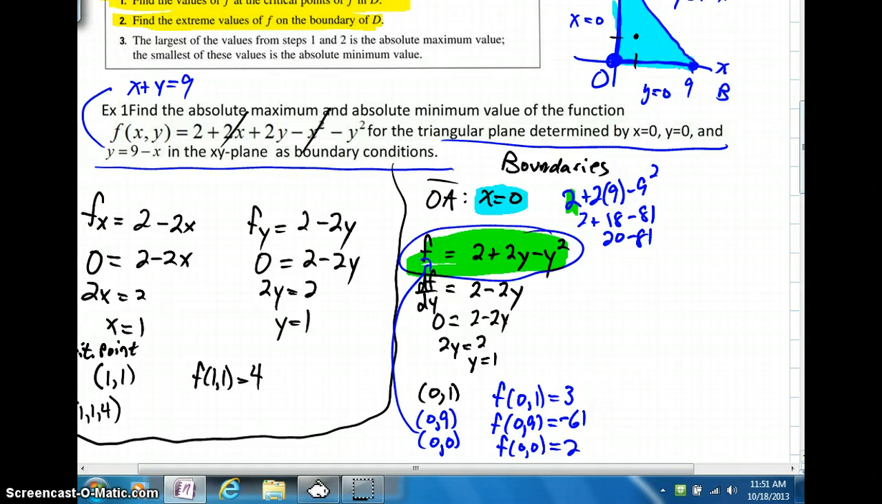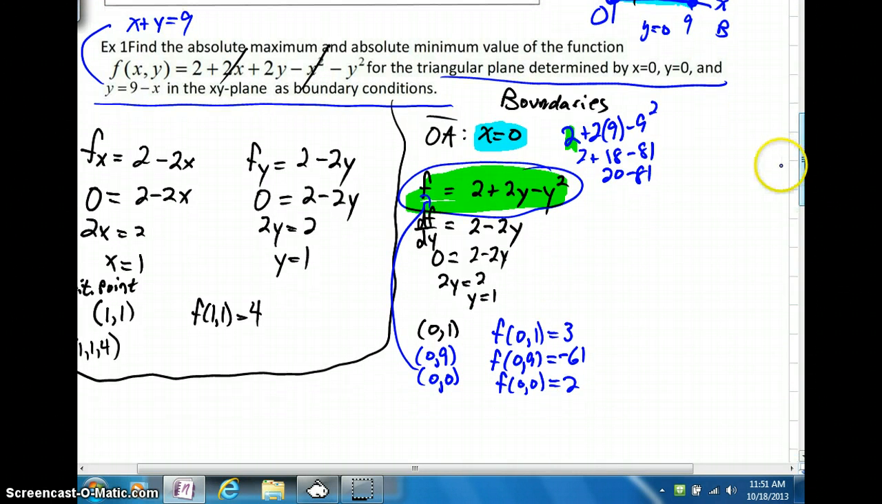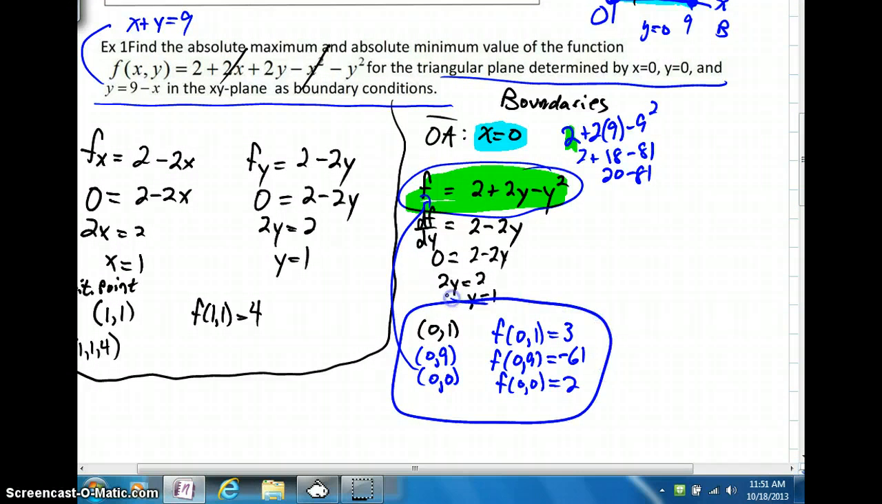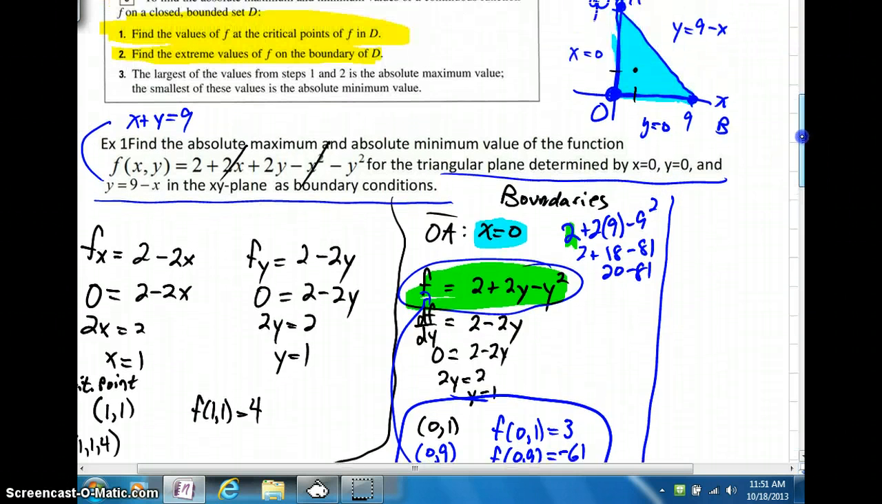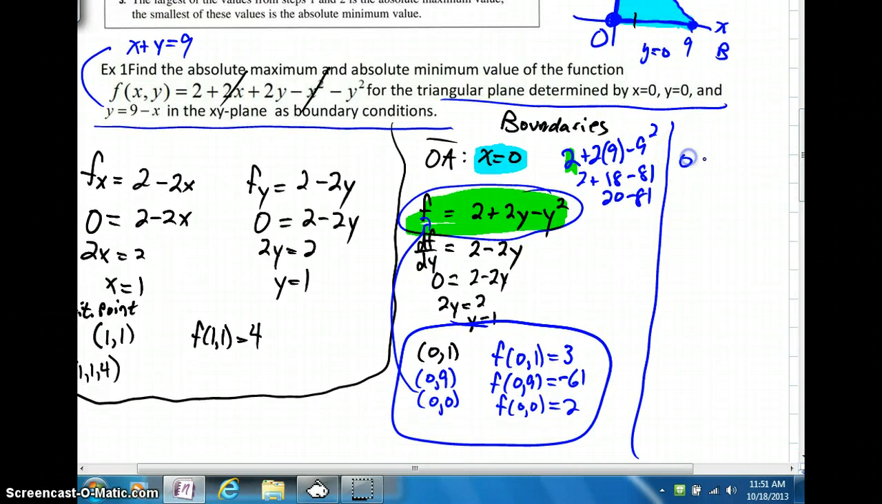So what are we getting at? Well, this is only one little piece of the boundary, guys. We've just got these following potential max-mins. Well, guess what? There's more to the story. We could also take a look at another piece. We could say, what about 0? How about OB? OB was where y was equal to 0.